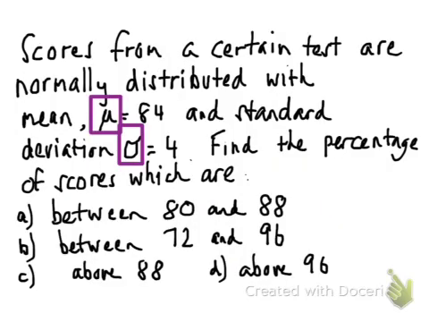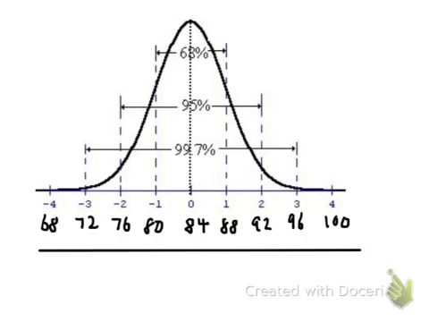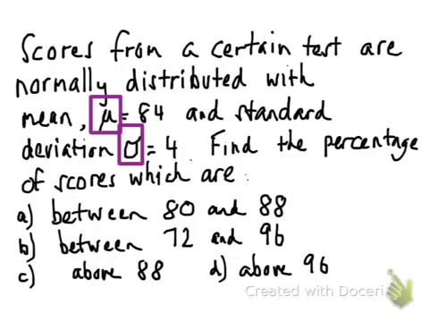Okay, so we're looking at the percentage of scores which are between 80 and 88. I'll use a red arrow here, between 80 and 88. I'm looking at between those two values there. And you can see that equates to 68%. There's my 80, there's my 88, and the 68% in between those. So that's our first answer: 68%.